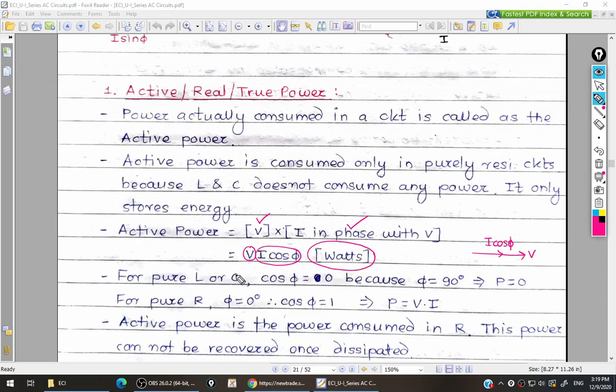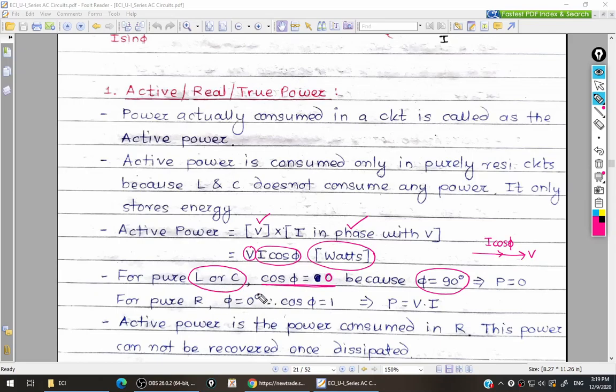Okay, now for a purely inductive or capacitive circuit, cos phi is equal to 0. We know that power factor is 0 for a purely inductive circuit. Why? Because in a purely inductive or capacitive circuit, the phase difference is 90 degrees. So the value of phi is 90 degrees. If we put it in cos phi, cos of 90 comes out to be 0. So power factor is 0 for a purely inductive or capacitive circuit.